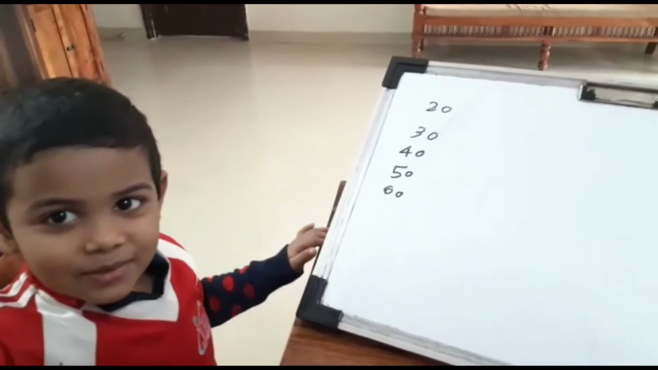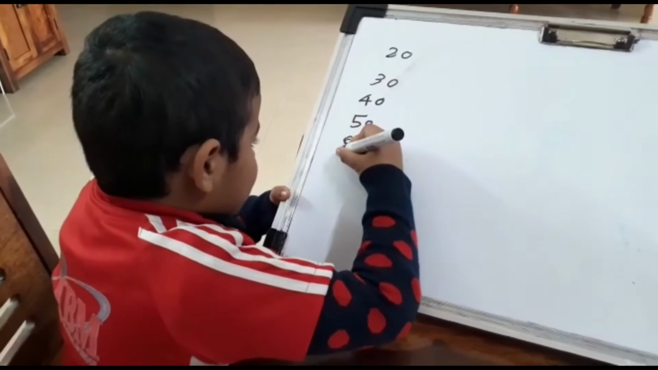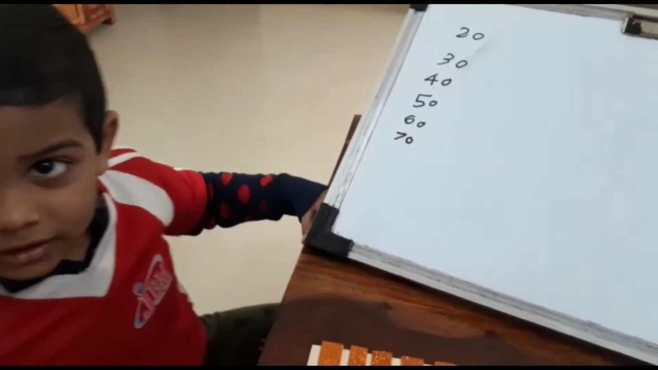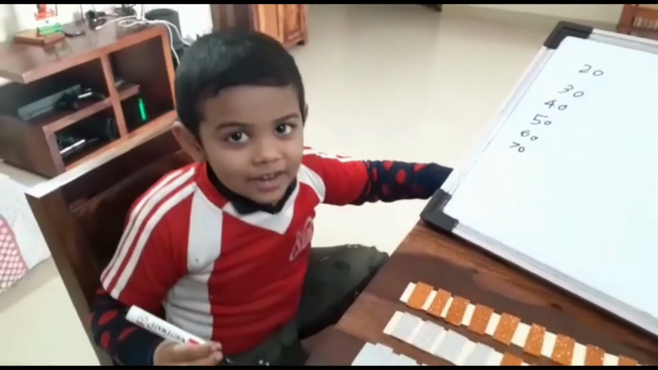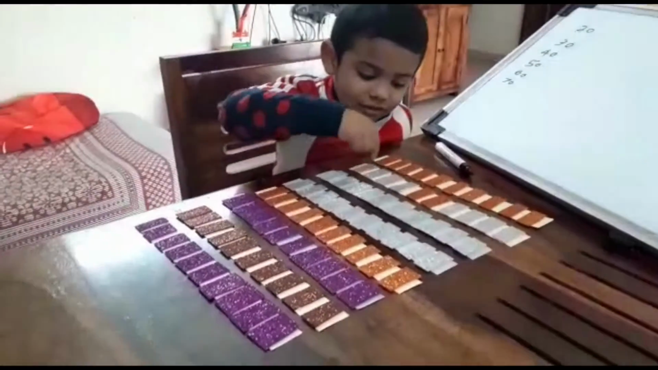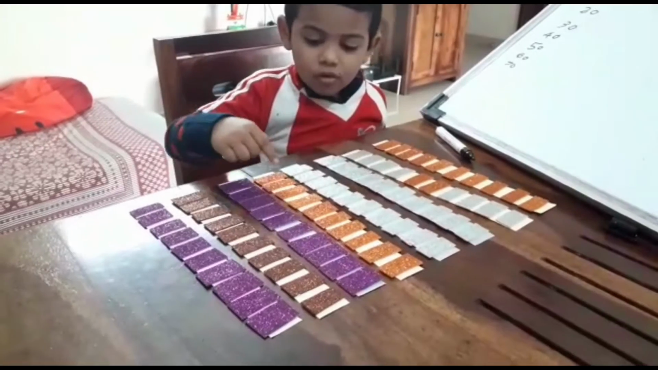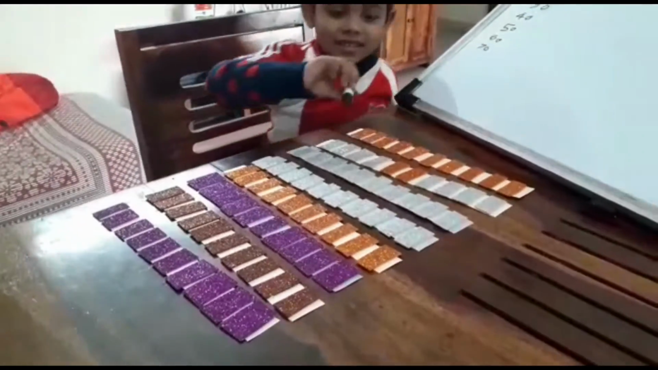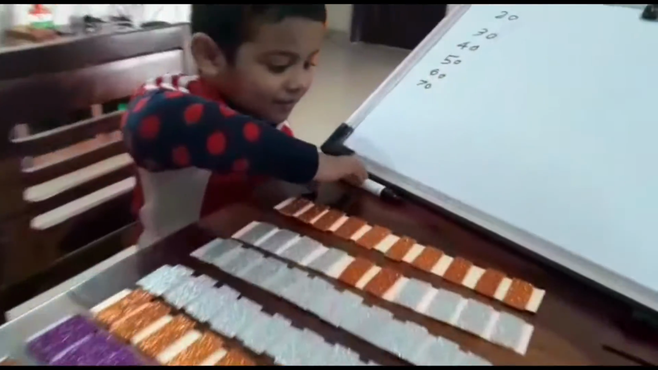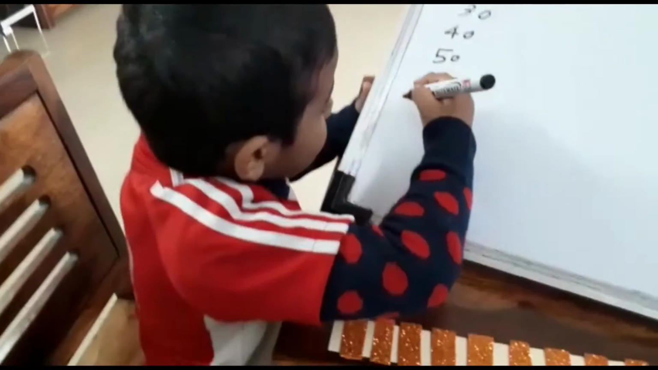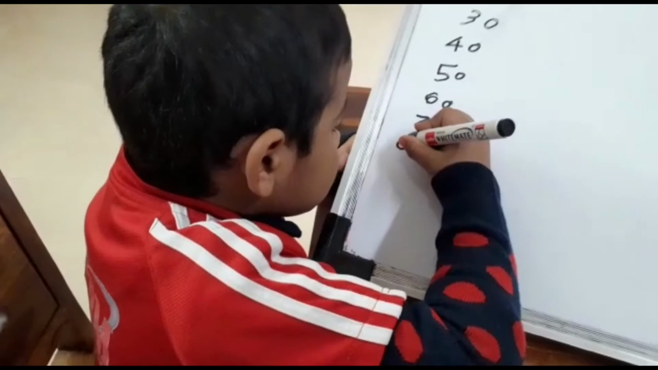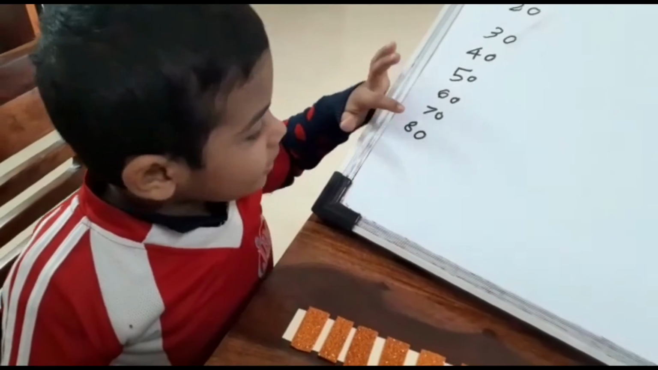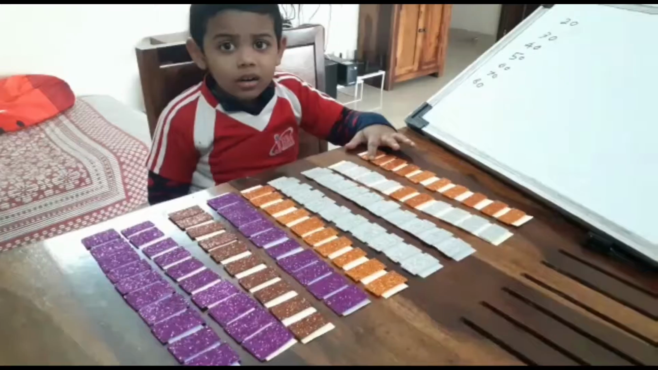Wait. Keep it white, that's white. 7 and 0, 70. 1, 2, 3, 4, 5, 6, 7, 8. 8 tens make it? 80. Can you read that, please, for me? 8 and 0, 80.